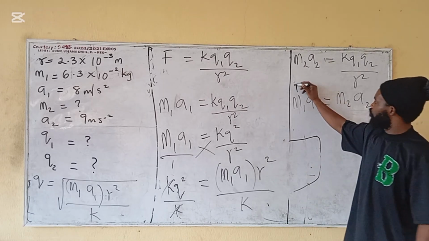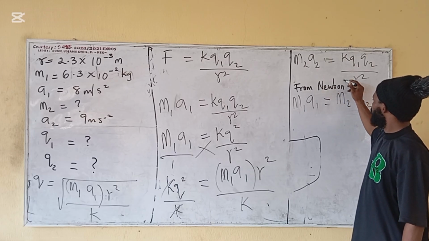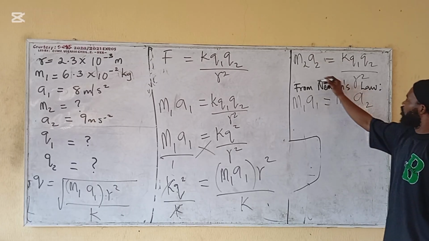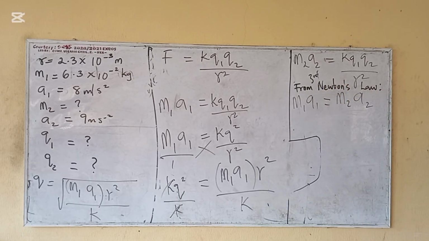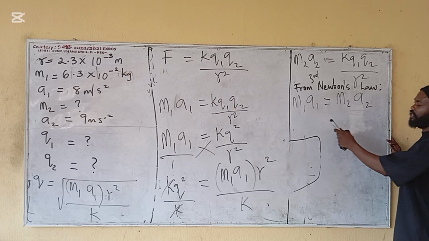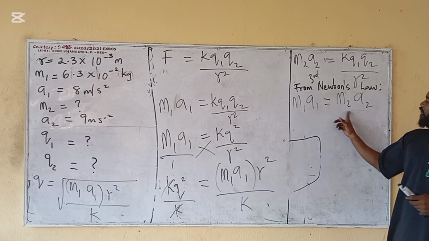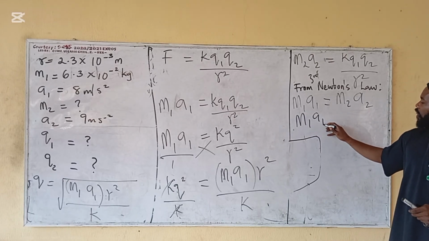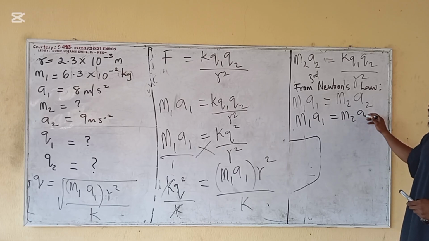So we can say from Newton's third law, which we did in dynamics, which says forward and backward are equal. So if I know that action and reaction are equal and opposite, we are getting this. So that if we want to get M2 now, we can now do M1A1. Maybe it's M2 we want to get. So now M2A2. So we divide by A2.